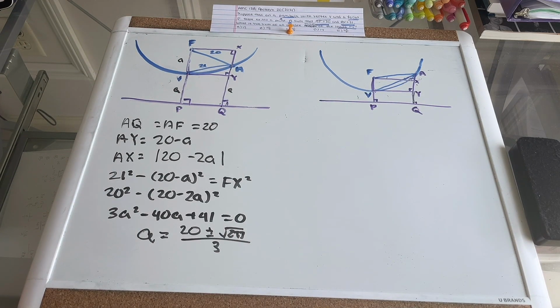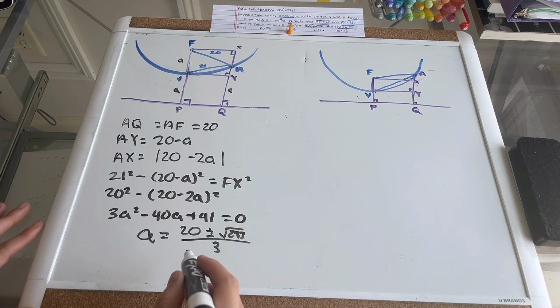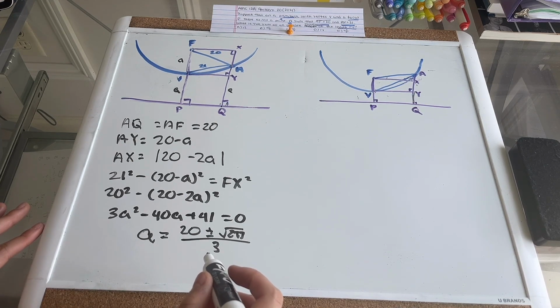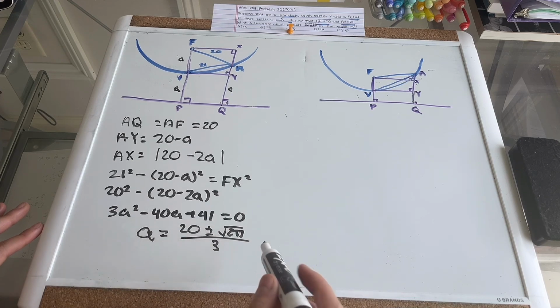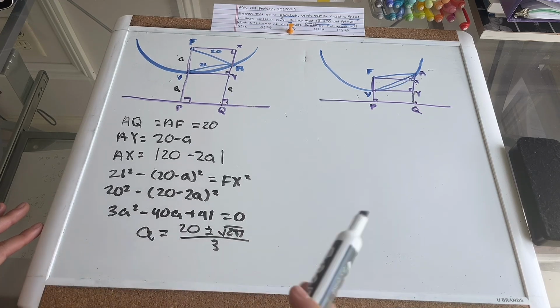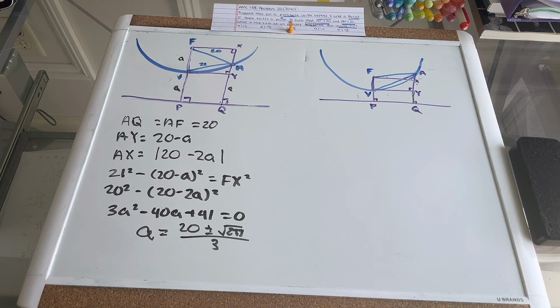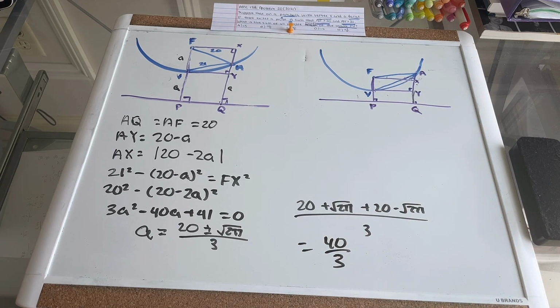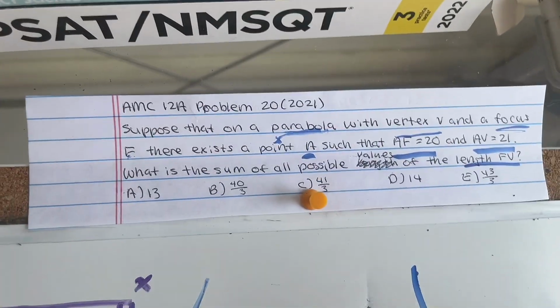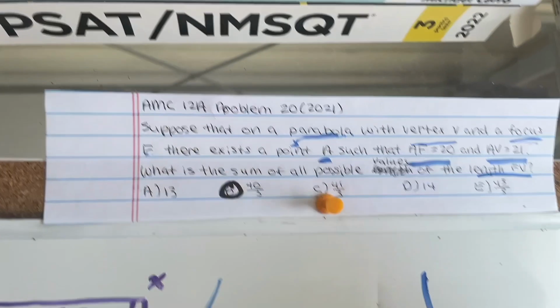And the question is asking what is the sum of all the possible values of FV. So FV can either be 20 plus the square root of 277 over 3, or 20 minus the square root of 277 over 3. Now, if we add these together, we get 40 over 3, and that is going to be your answer. So looking at our answer choices, we can see that the answer is going to be B, 40 over 3.